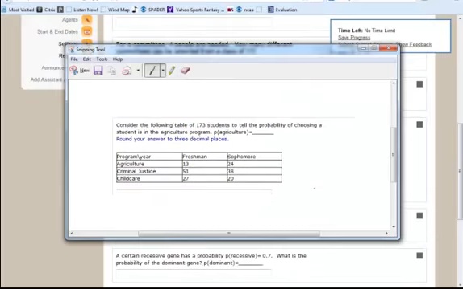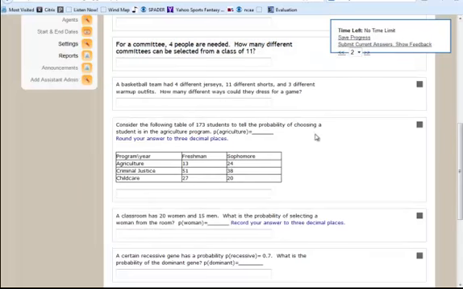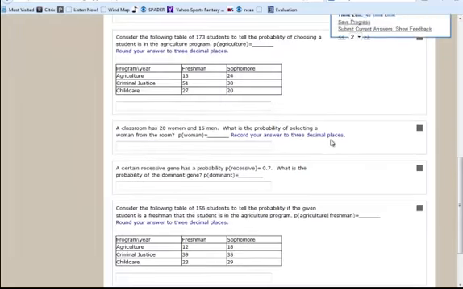It says we're supposed to calculate the probability of choosing a student in the ag program. Well, how many students are there in the ag program? We're going to use all of the students, and we're going to use the ones that are ag as the numerator, and that will be our decimal. Remember, probability can never be greater than 1 or less than 0.